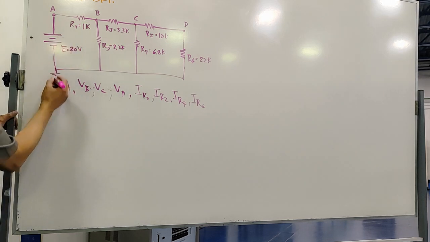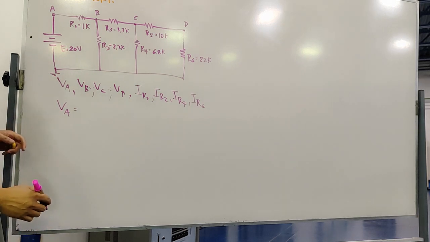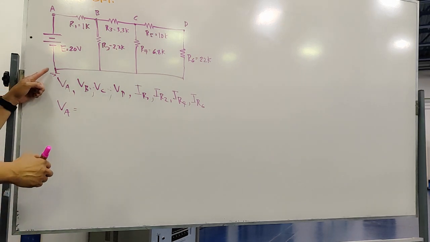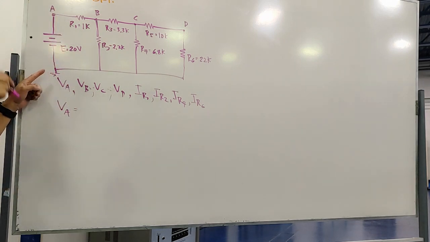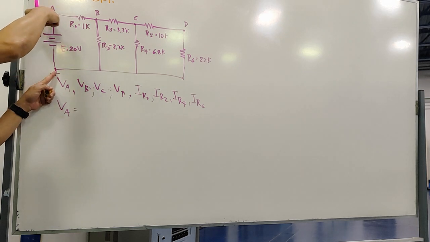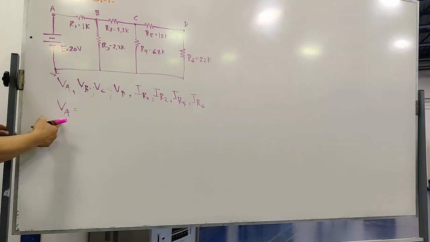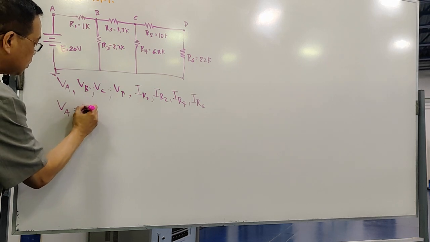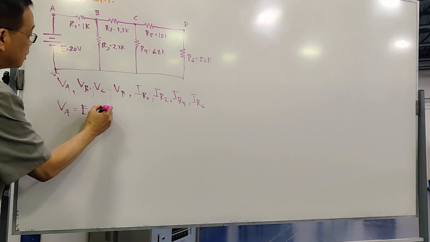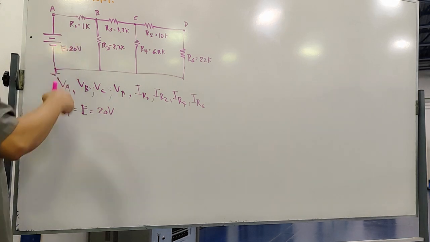Let's start with VA. VA is actually the voltage across the source. What you are measuring here is the source. So we can say that VA is equal to V source, or E. And that is 20 volts, directly.